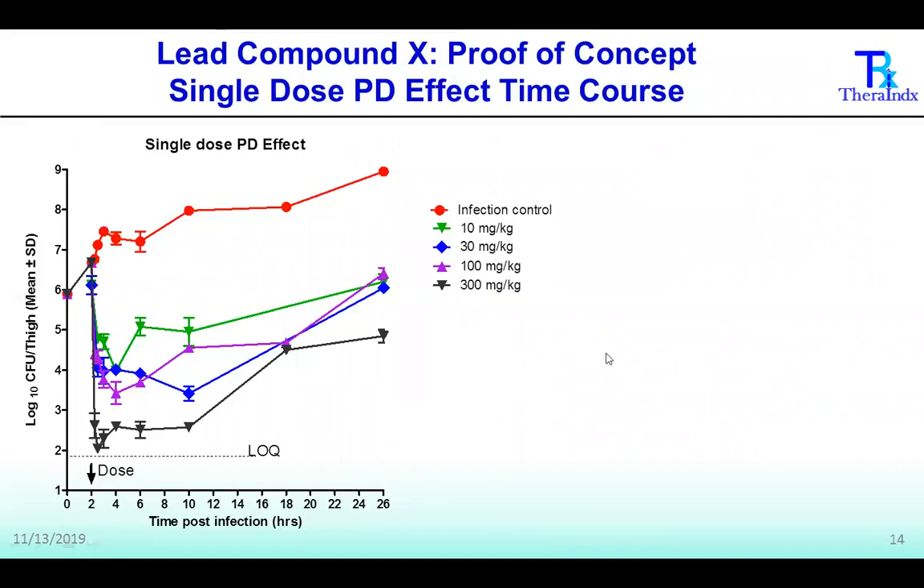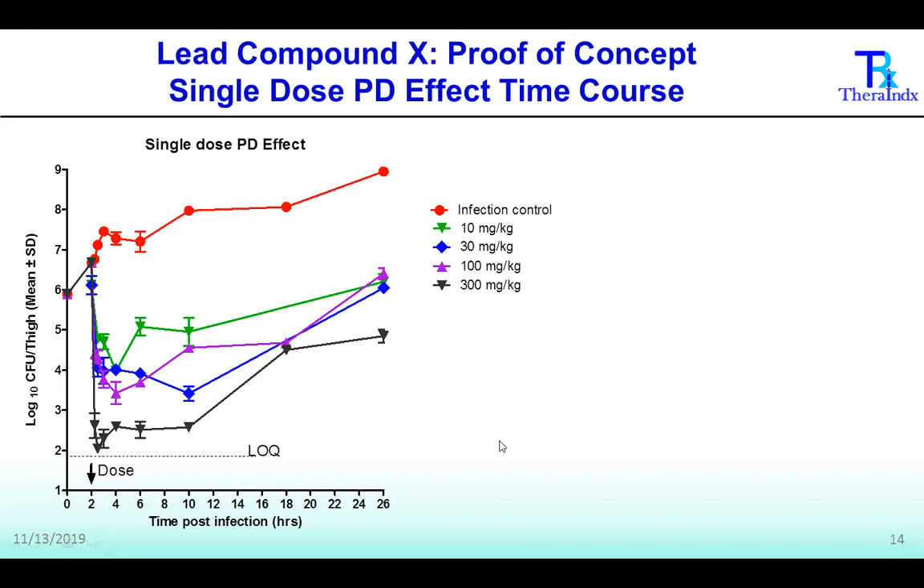So the single dose PD effect time course was done with this compound to demonstrate proof of concept. This graph shows the bacterial numbers over time for different groups. This red line is the infection control. And these lines, green, purple, blue, and black, show the time course of bacterial kill and regrowth following single oral doses of lead compound X. The arrow here shows the time of dose, and this line shows the limit of quantitation of bacteria.